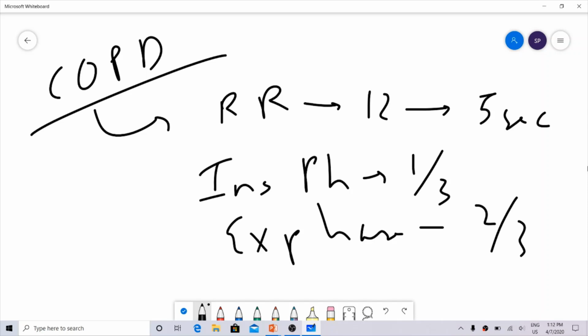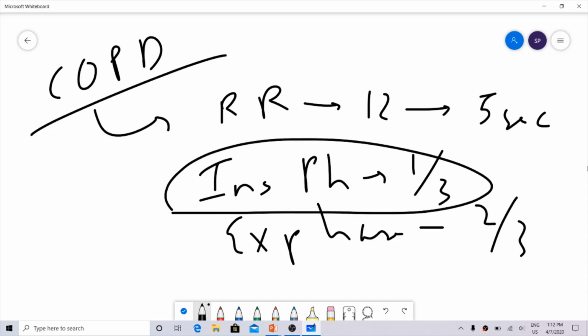But what about these patients? The inspiratory phase remains the same, but these patients may require a very long time to exhale, because the problem is exhalation. And no ventilator can actually help in exhalation because it's a passive process. It cannot suck in the air to take out the extra air. So that effort has to be done by the patient itself.